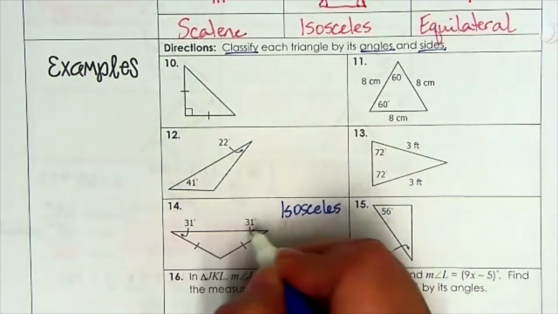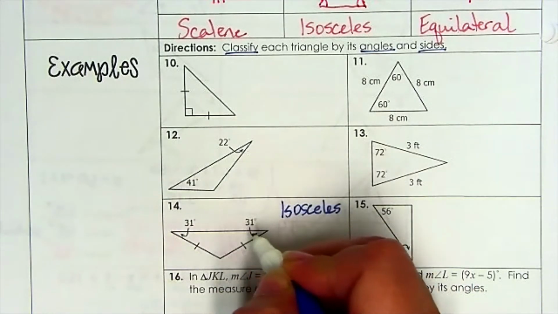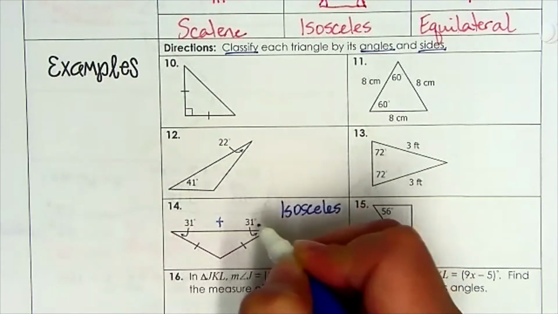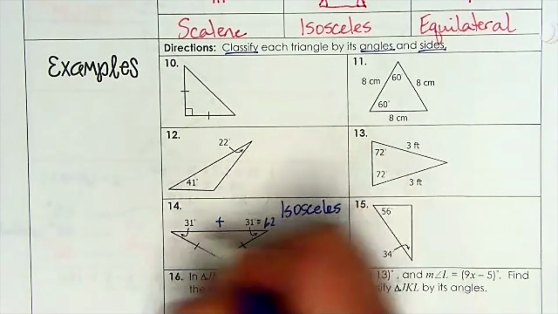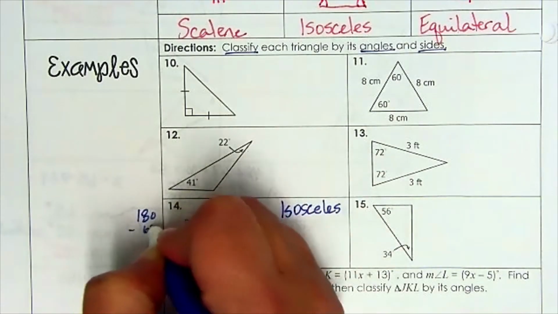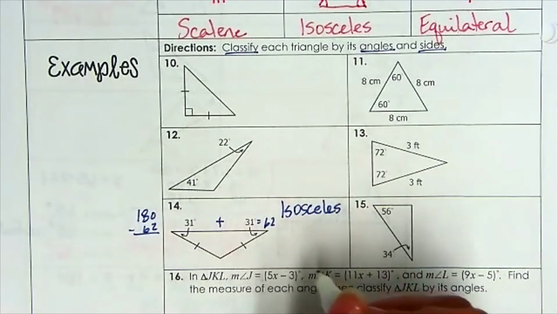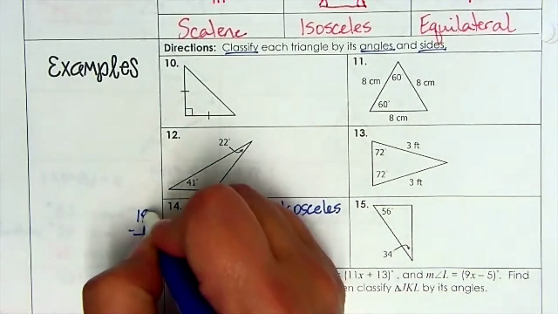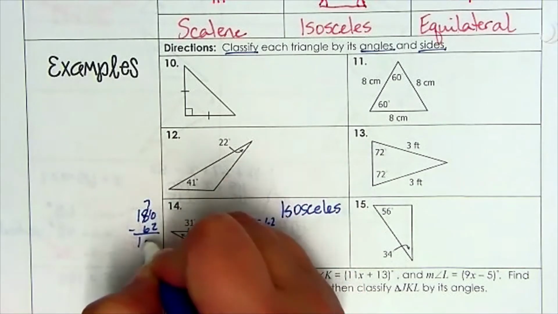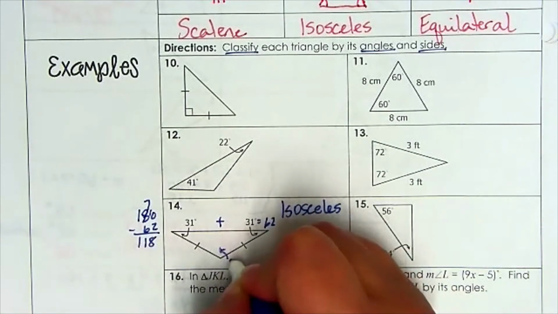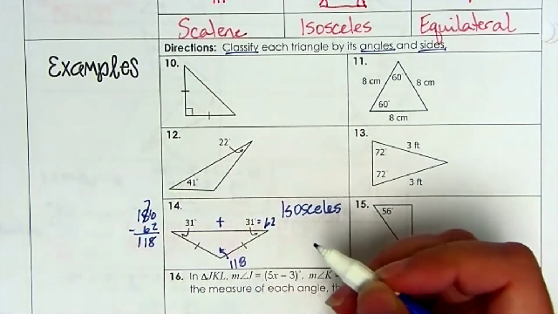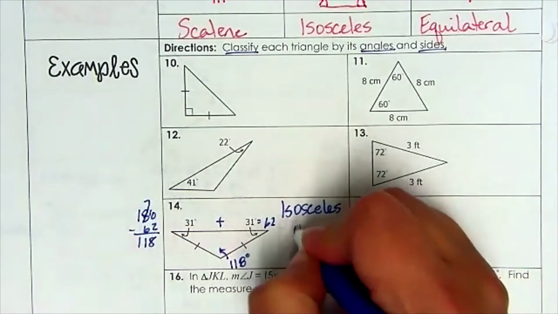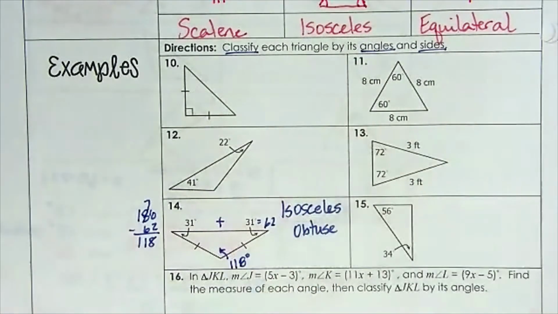So I know all of them add up to 180. And I know if I add those two, that's going to give me 62. So I'm going to do 180 minus 62. That's only because my goal right here is to classify, not to find the missing measure. If I'm finding the missing measure, we write the equation. So now I'm going to subtract. So this is going to become a 7, 10. So I have 118. Since this measure is 118, that's greater than 90. That's obtuse. So therefore, this is an isosceles obtuse triangle.